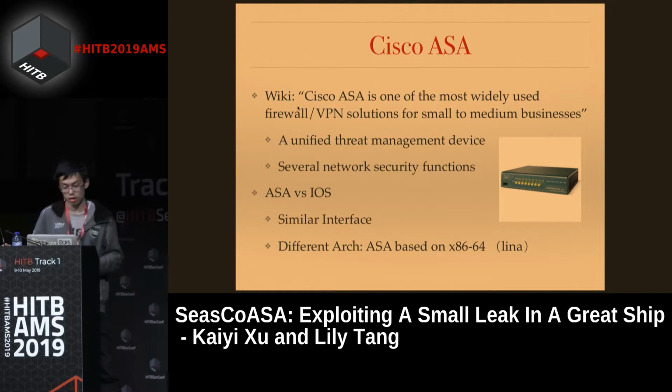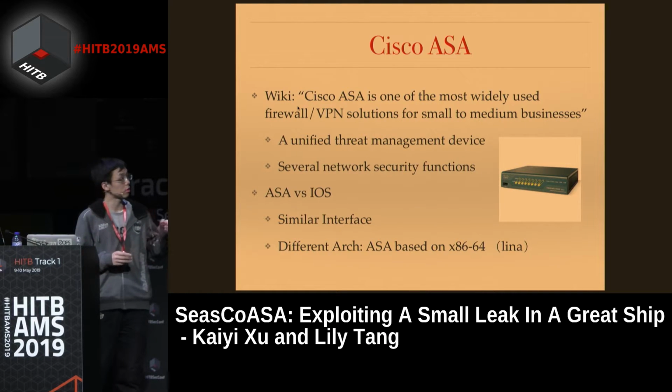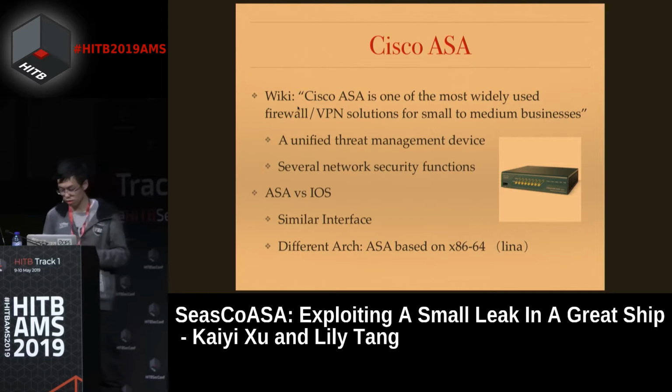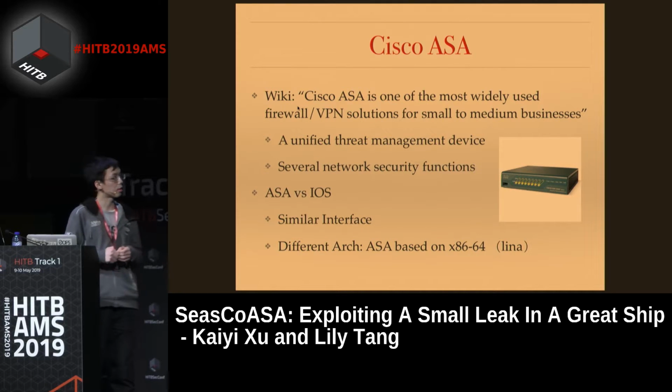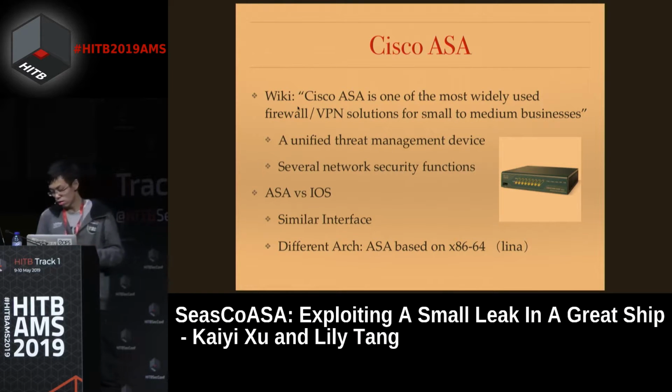So what is Cisco ASA? As the wiki says, Cisco ASA is one of the most widely used VPN solutions for small to medium businesses. Actually, Cisco ASA is just such a small box with several internet functions enabled. Comparing Cisco ASA to Cisco iOS, they have a similar interface and functions. However, the system architecture is totally different. Cisco ASA is based on x86, and Cisco iOS is based on another system architecture.